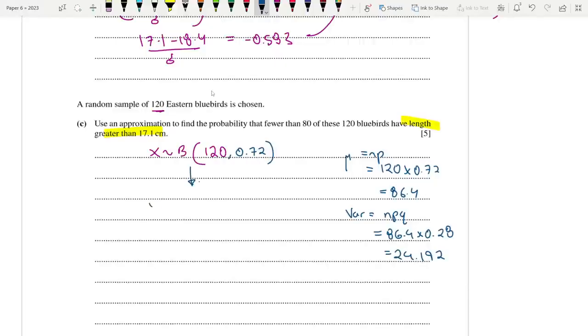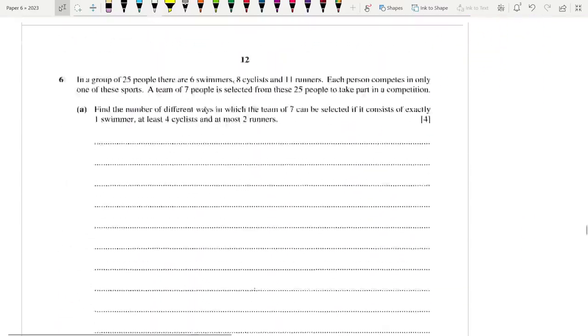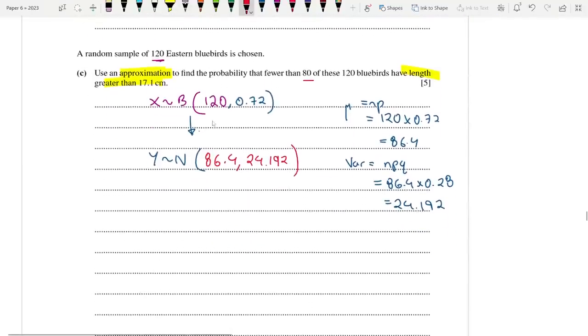So we can approximate it in the next part. We can write that Y is normally distributed. I'm converting the binomial distribution to a normal one. When do I do this? When we see this word approximation. Because fewer than 80, to do it like we did in the previous sum, would take ages. We would have to do 80 terms at least, right? So that's impossible. So we just approximate to a normal distribution where the mean is 86.4 and the variance is 24.192, like this.